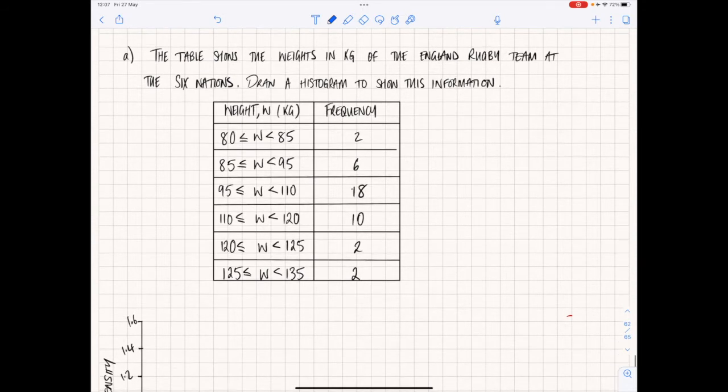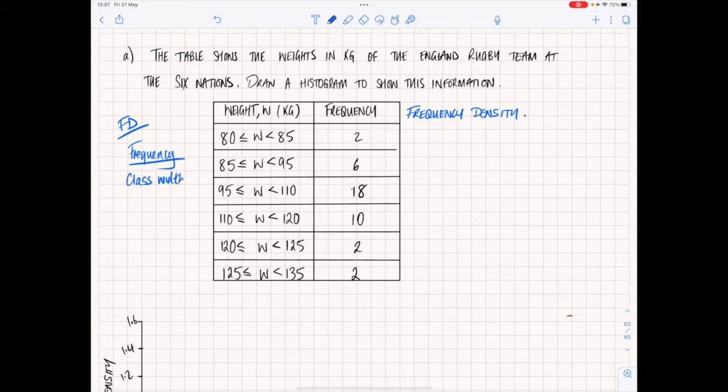So we've got here a table that shows the weights of the England rugby team in the Six Nations. We need to draw a histogram to show us information. So the first thing you need to think about is this word here. You need to have frequency density. Okay, so your key thing to focus on is making the frequency density. Now frequency density, which I'm going to refer to here as FD, the way you find that is you do your frequency and you divide it by the class width.